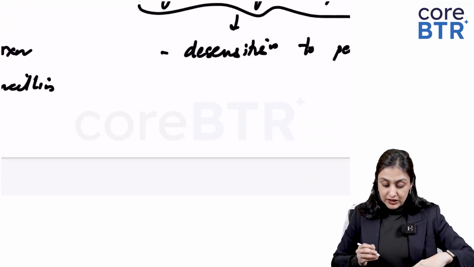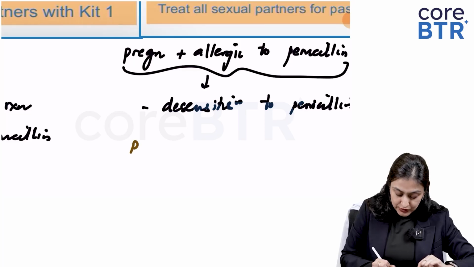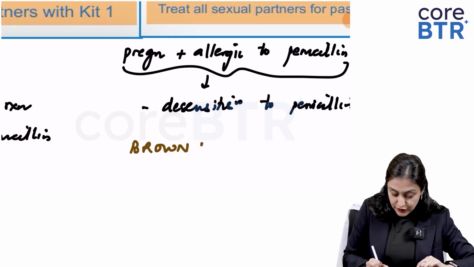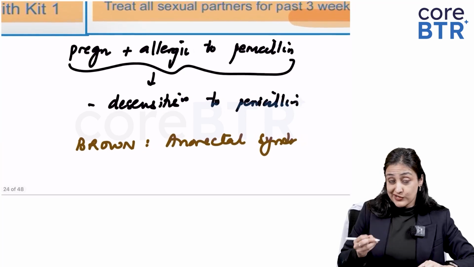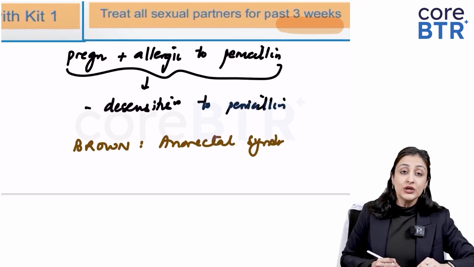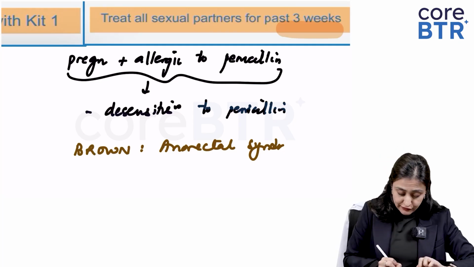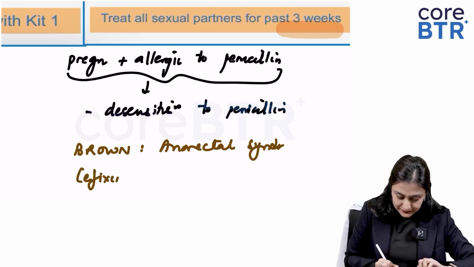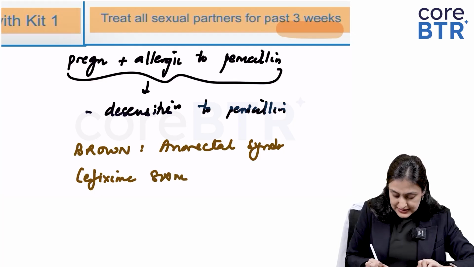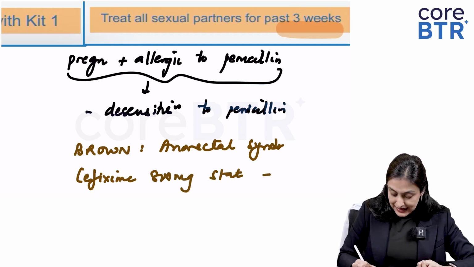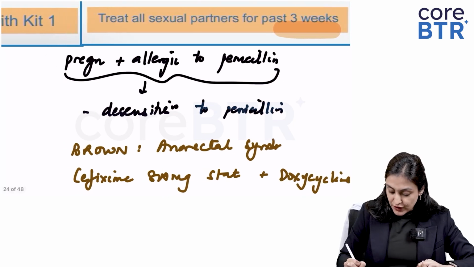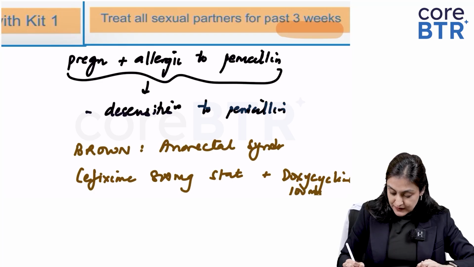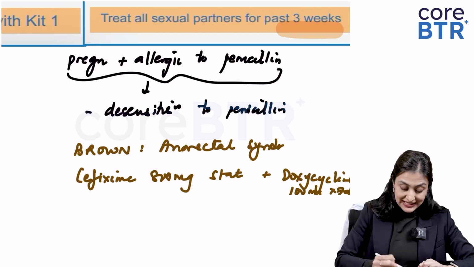We now have another kit, which is the brown kit. Brown kit is for anorectal discharge or anorectal syndrome. So this is the brown kit. Here you give a combination of 2 things. You give cefixime 800 mg stat, and you give doxycycline. Doxycycline here is 100 mg for 7 days. So you can actually remember ABCD.